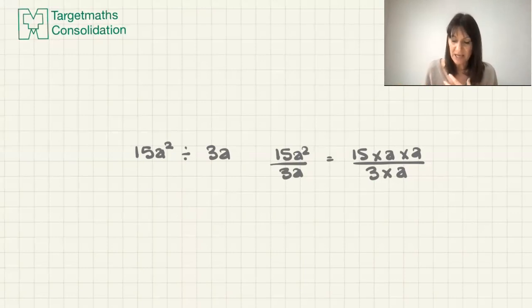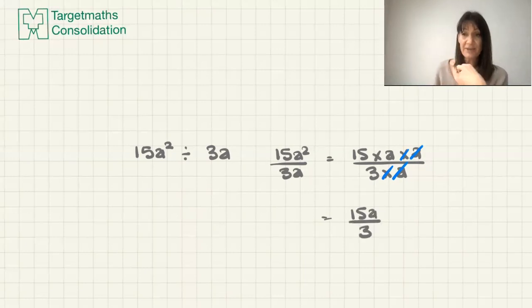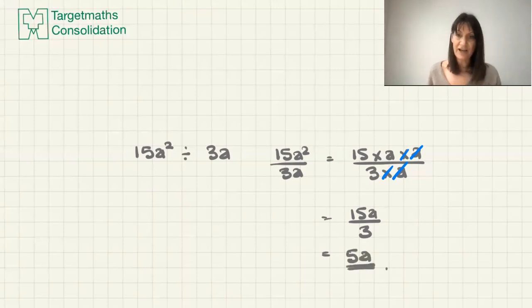It's our working out. If you've got an A on the top that can be matched with an A on the bottom, they've got that times sign in front of them, which is perfect. You can cross those A's off. If I cross those A's off, that's going to leave me with 15a over 3. I haven't quite finished yet. I've tidied up the A situation, but I haven't tidied up the number situation. I can do 15 divided by 3. How many 3's are in 15? 5. So my final answer is 5a.